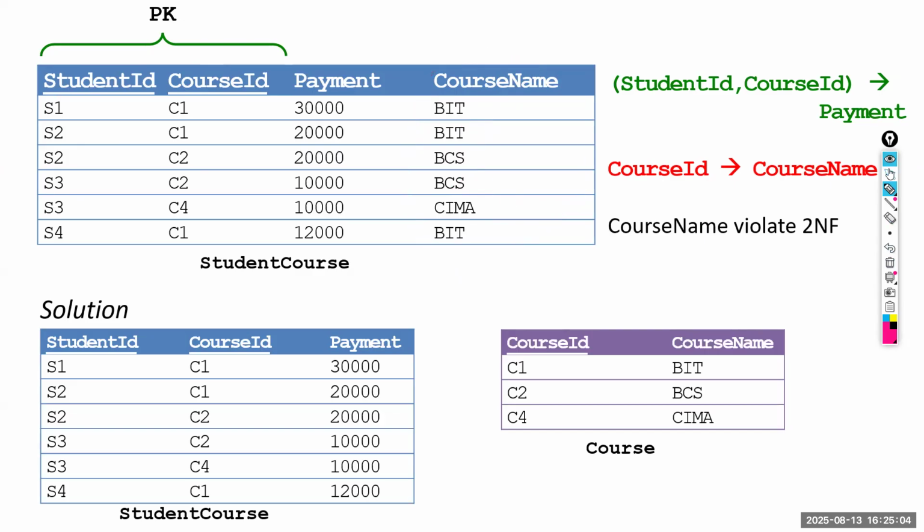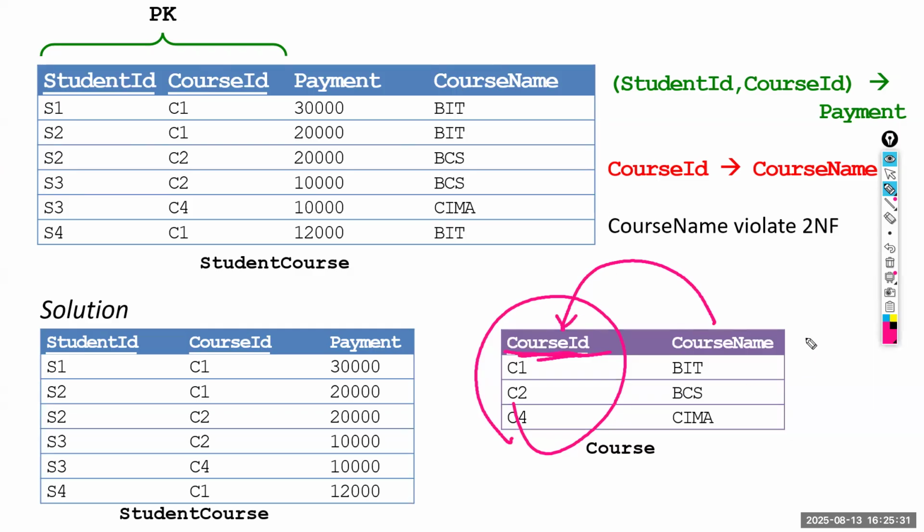So this is more important when we have composite primary keys. If it is a simple primary key, you just need to check whether your non-key field depends on the primary key. For example, say you have a course table. Now this is a simple primary key. Obviously, course name depends on course ID, right? Because course name is related to course ID.